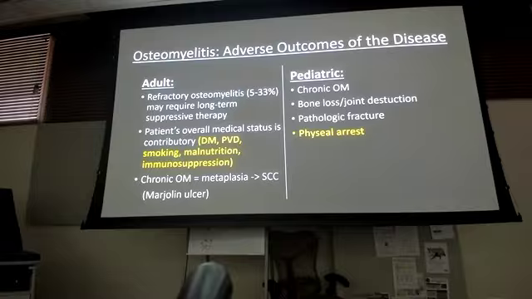Pediatrics, you can have chronic OM as well, right? You can have bone loss, joint destruction. If you have infection in the proximal femur and they have sustained an actual fracture, that's bad, correct? So they can have pathologic fractures that are secondary to infection as well, versus tumors, correct? And then physeal arrest.